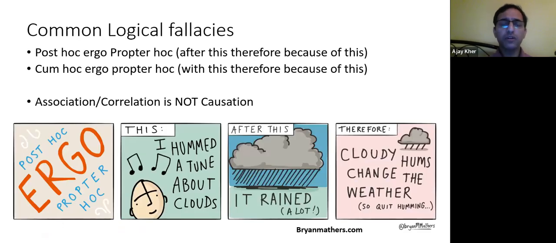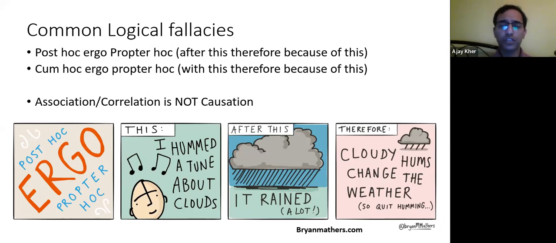So some of the common fallacies that we can get into when we think about something is that something happened after, therefore it was because of this. So just because I was humming a tune about the clouds and then it rained doesn't mean that I was the cause for that rain. And so there can be similarly associations or correlations that we can find in scientific studies or case controls or diet research, where there's a lot of this association correlation, but that does not mean causation.